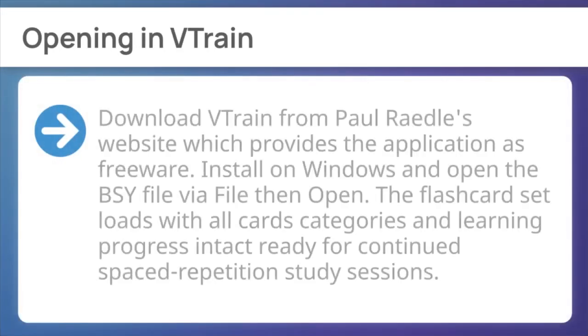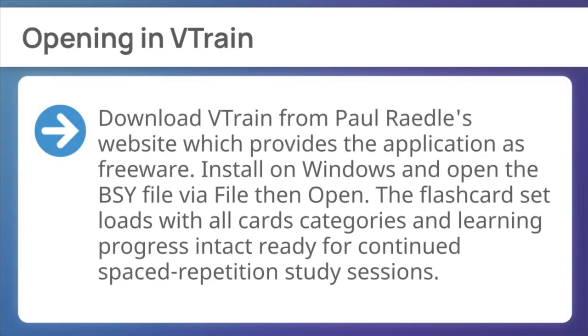First, opening in VTrain. Download VTrain from Paul Radel's website, which provides the application as freeware. Install on Windows and open the BSY file via File then Open. The flashcard set loads with all cards, categories, and learning progress intact, ready for continued spaced repetition study sessions.